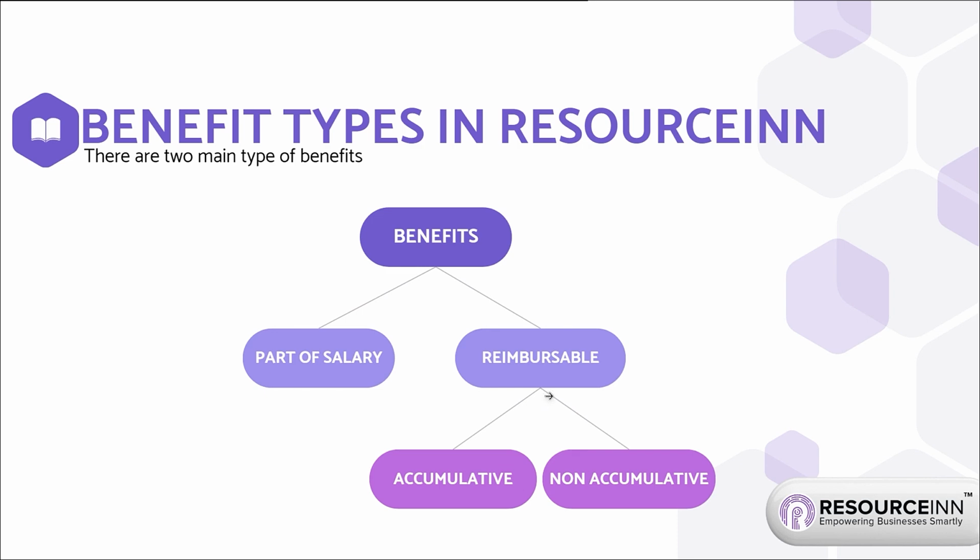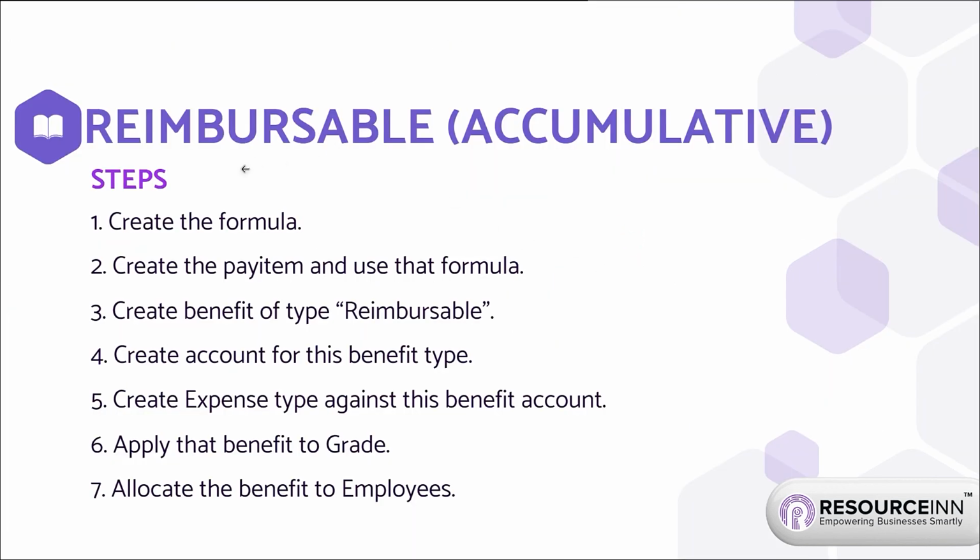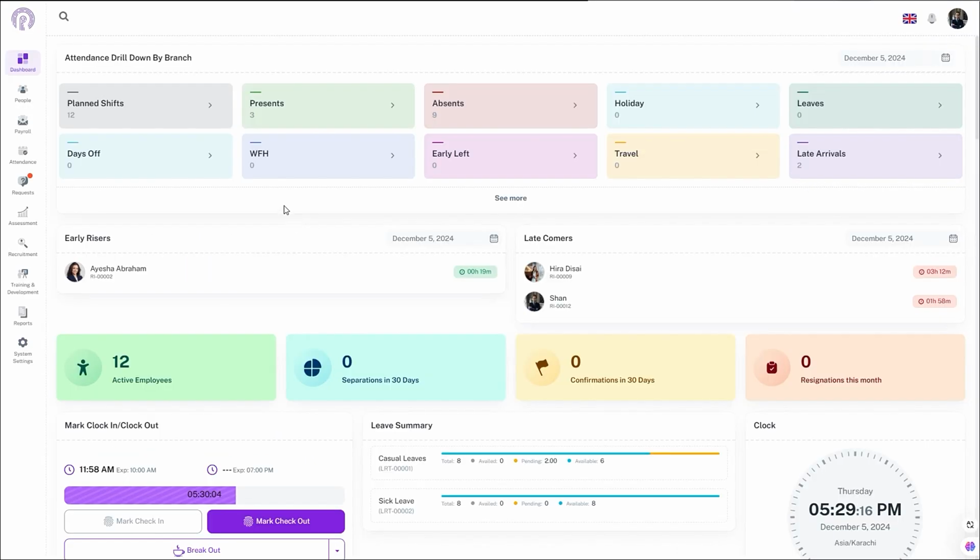So let's see how a reimbursable accumulative benefit can be created in Resourceinn's portal. The benefit type is reimbursable accumulative, like medical OPD. For the creation of a reimbursable accumulative benefit, you have to follow these steps in Resourceinn. First is to create a formula. Let me take you into the portal and explain one by one.